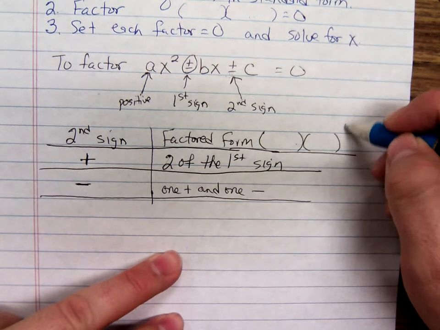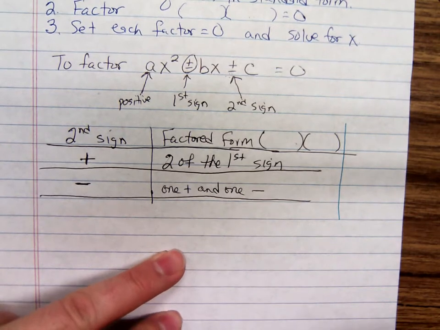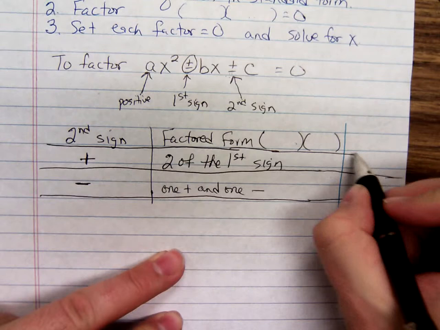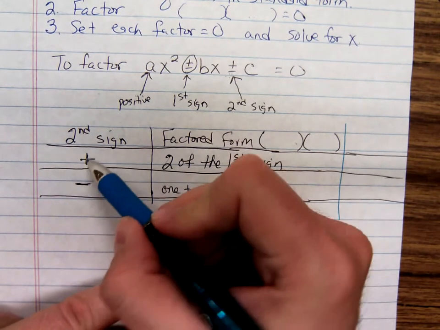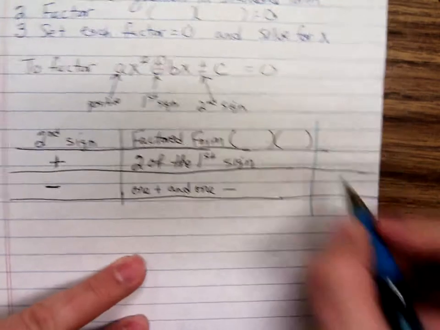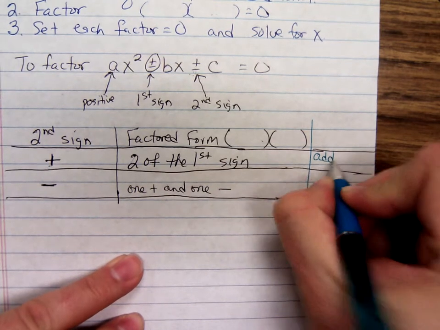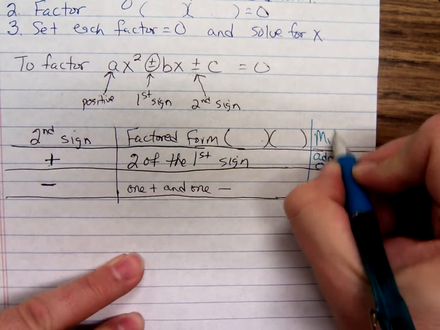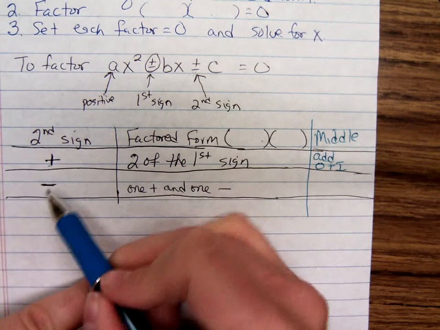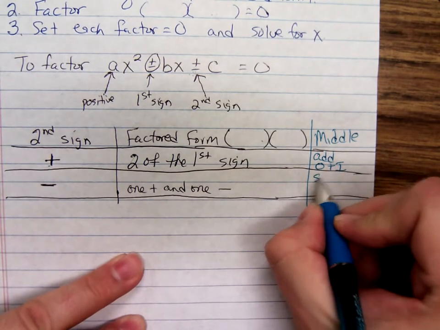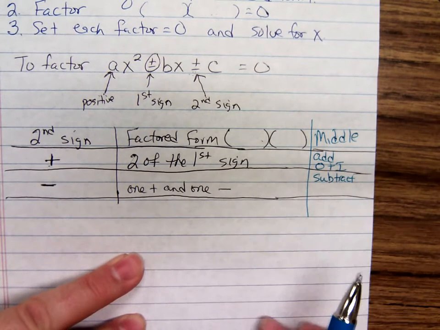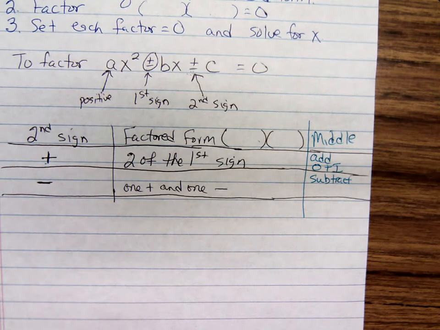I'll put one more column here. That second sign is plus, you're going to add the outer plus the inner to get the middle term. If the second sign is minus, you subtract the outer and inner, and that should give you the middle term. And that might make more sense as I actually start doing an example.